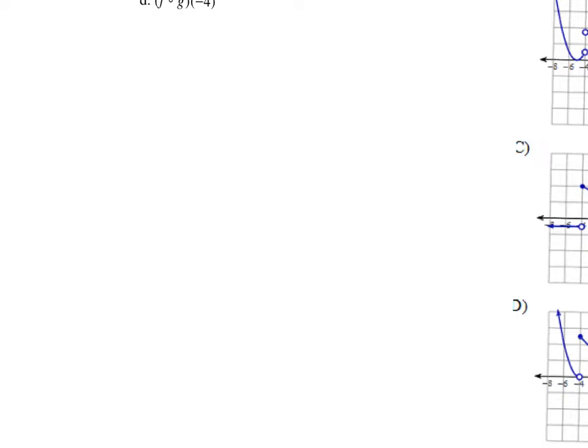Next one, we would do f of 4 first. So f of 4 is 2. And then we plug that back in, in this case back into f. And so f of 2 is negative 2.